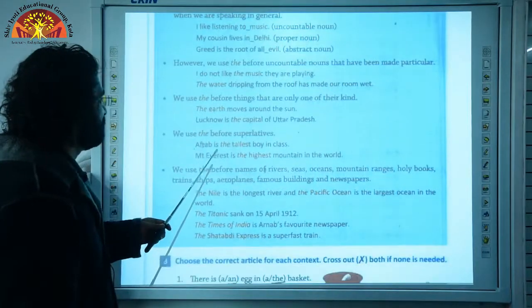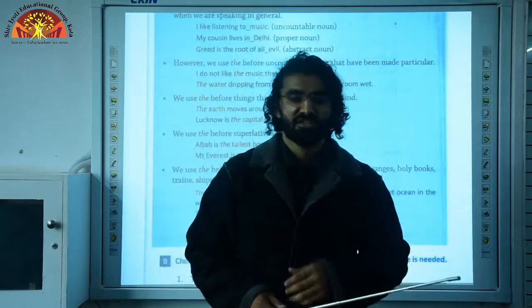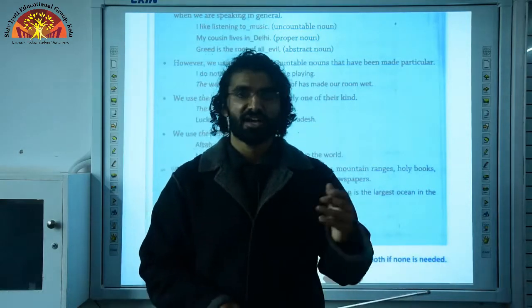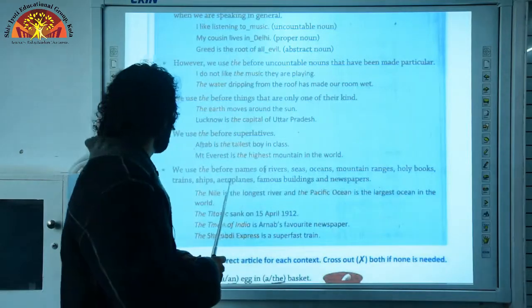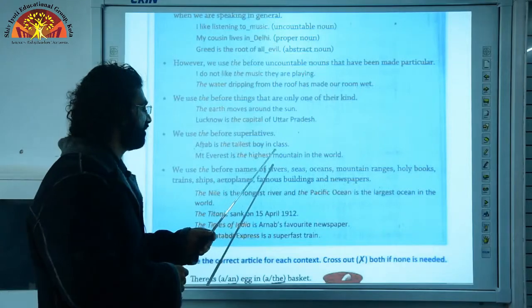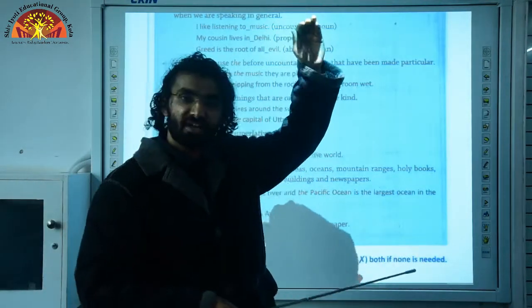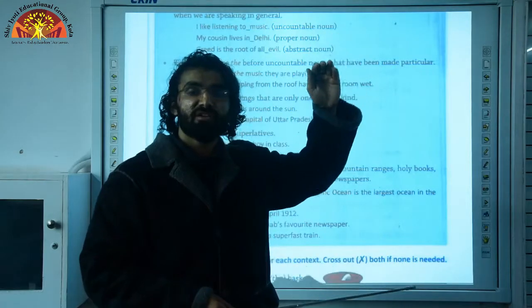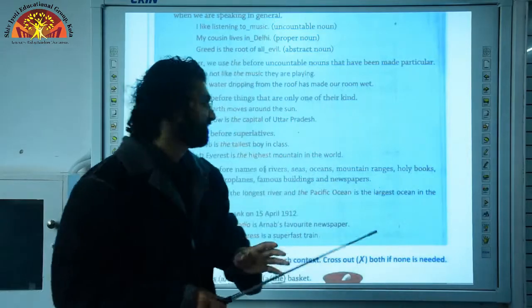We use the before superlatives. We always use the before superlative degrees: the greatest, the happiest, the best, alright? Always use the before superlative degree. Aftab is the tallest boy in class. Aftab is the tallest boy. Aftab has got the tallest height. Aftab is the tallest boy. So before superlative degree, we always use the article the.